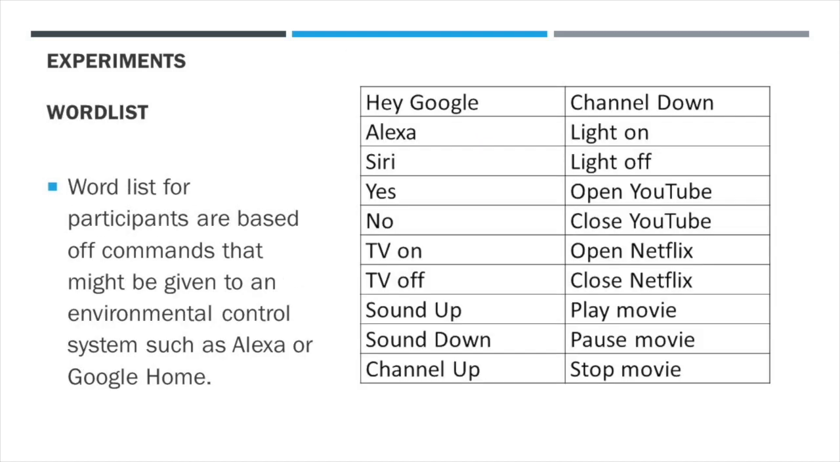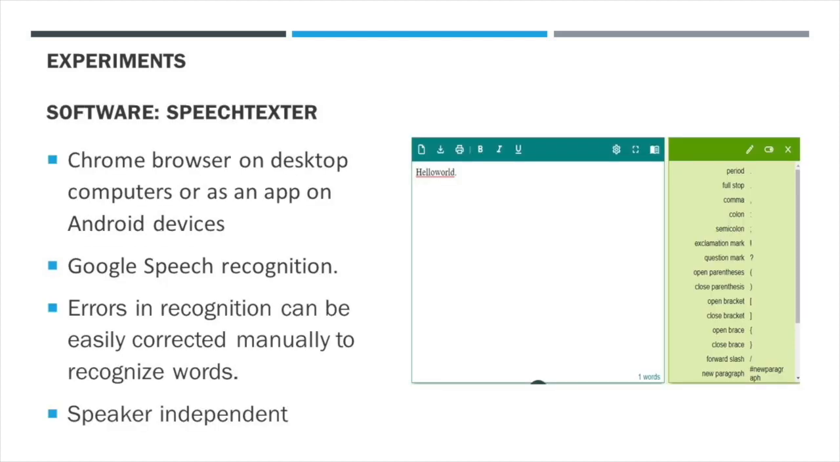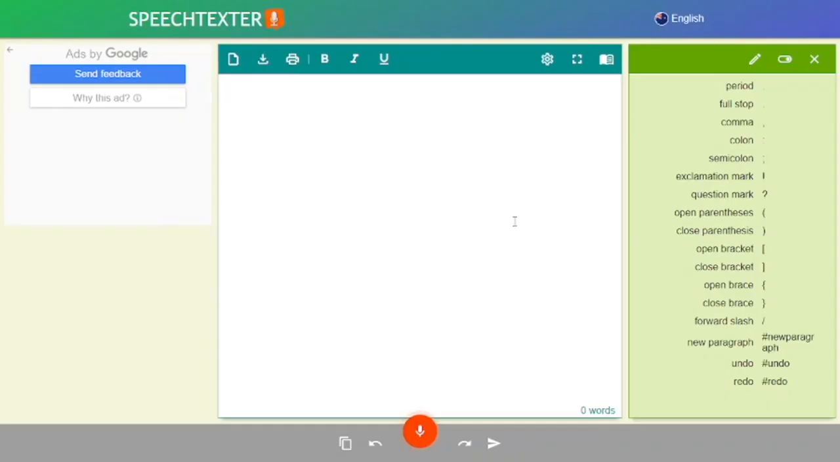The recruited participants used a word list that was based off environmental control systems. A list of single words that had been recorded in the Targo database were selected for the Targo database voices. The first piece of software used for the experiments was called Speech Texter. It works in the Chrome browser and on Android devices. Google Speech is the speech recognition system behind it.